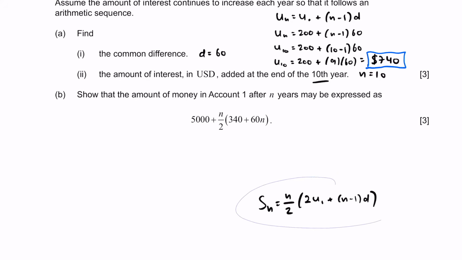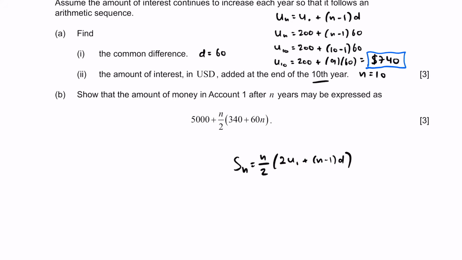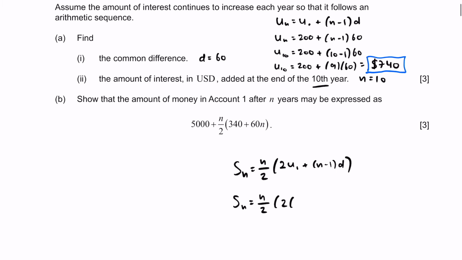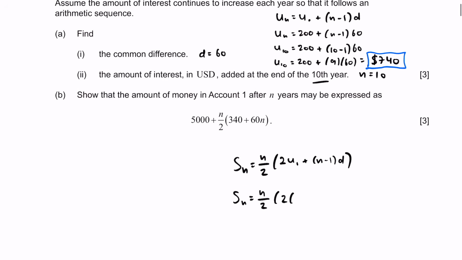So let's go ahead and find the sum of interest over n years. So Sn is equal to n over 2, 2 times u1. u1 was how much interest was added in the first year, and that's 200 USD, plus n minus 1, and then the common difference was equal to 60.